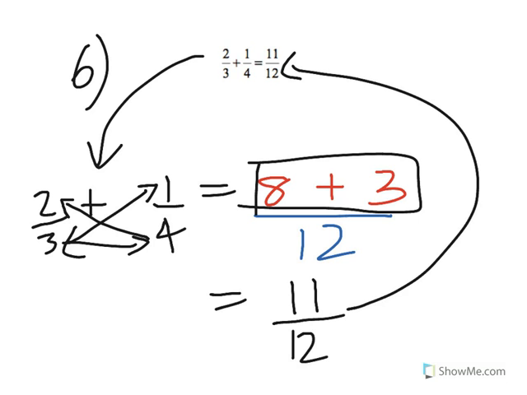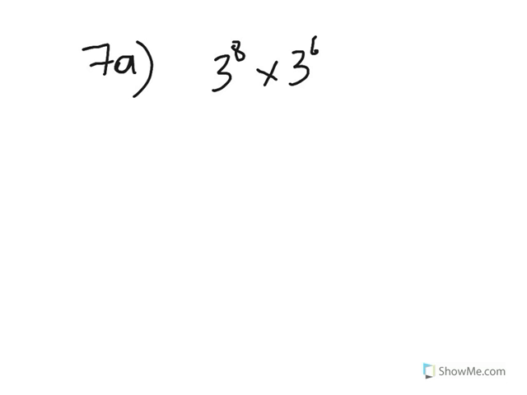Okay, so question 7a is asking you to write 3 to the power of 8 times 3 to the power of 6 as a power of 3. Now when we have two exponents, which is nothing but something to the power of something, meaning you have a number in the bottom and a number in the top.